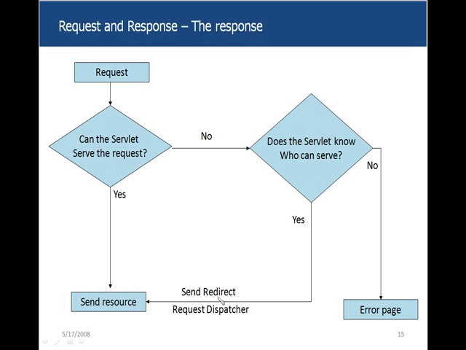What happens in RequestDispatcher? In RequestDispatcher, the ABC servlet itself will forward the request to the XYZ servlet, and the response is sent back to the client. So here there is no failure response sent back to the browser, and the browser doesn't send another request to the XYZ servlet. The ABC servlet itself forwards the request to the XYZ servlet, and the XYZ servlet sends the response to the client. So that is RequestDispatcher.